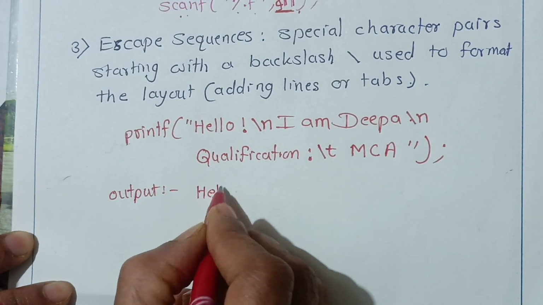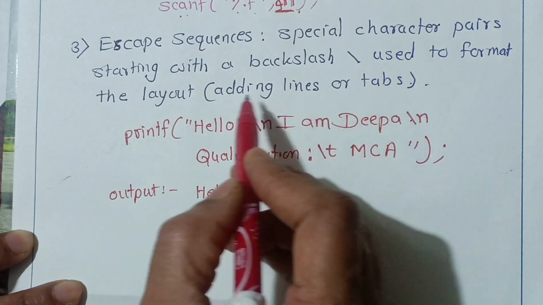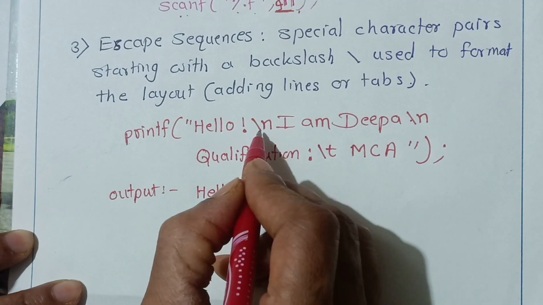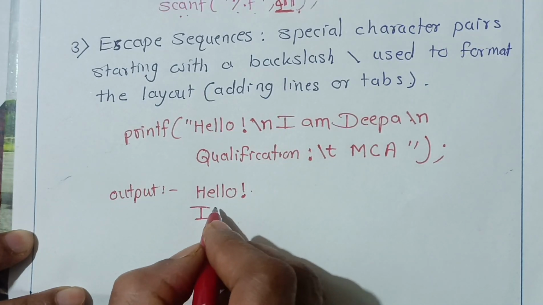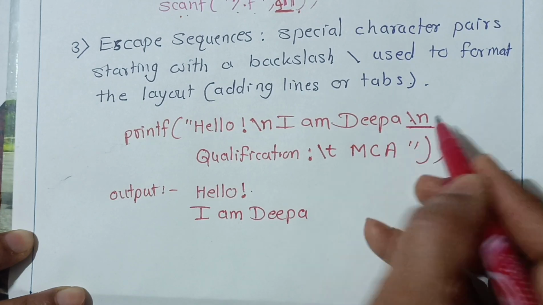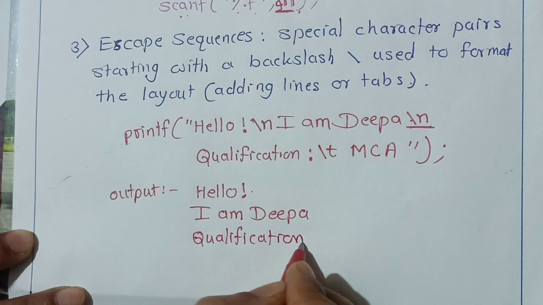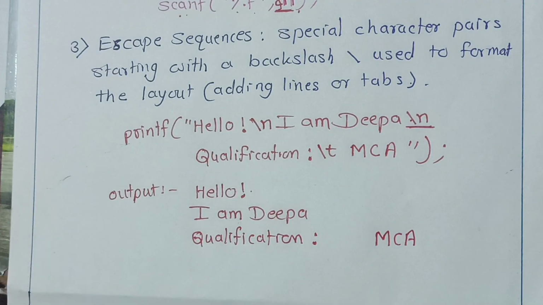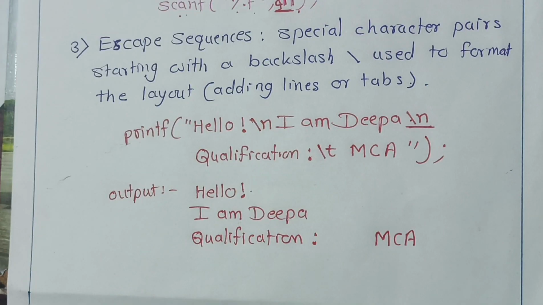The output first prints hello. The escape sequence adds lines or tabs and gives formatted output. After hello we give backslash n, which means it jumps to the next line, and the remaining string is printed on the new line. After Deepa, again backslash n means a new line, and it prints qualification colon, leaves the tab space, and then prints MC. Got it? This is how to format your content or lay out the output.